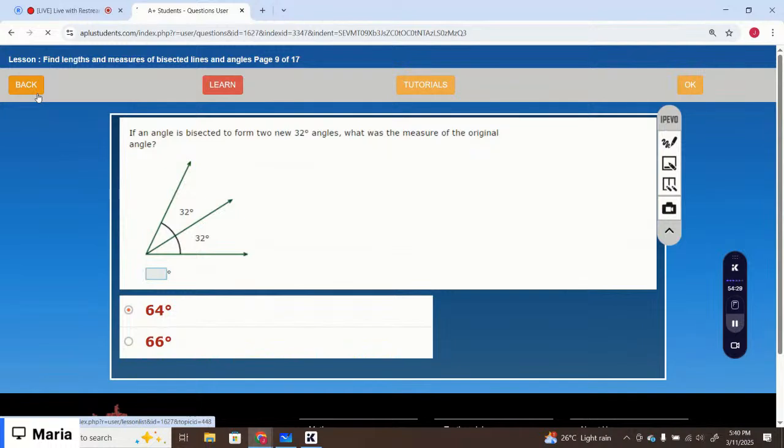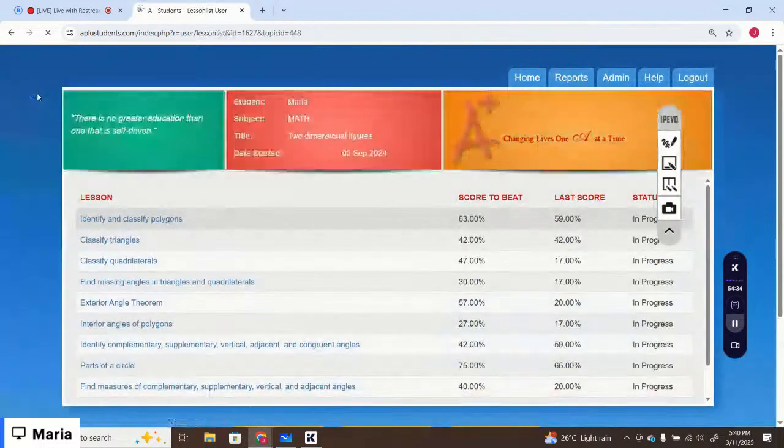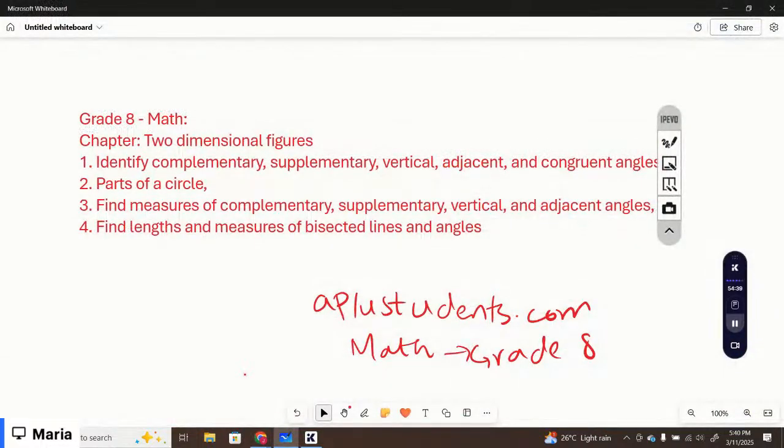So we were working on Grade 8 math. The chapter we're working on is two-dimensional figures. The lessons we have covered today are identify complementary angles, parts of a circle, measure of complementary, supplementary, vertical, and adjacent angles, and find length and measure of bisected lines and angles.